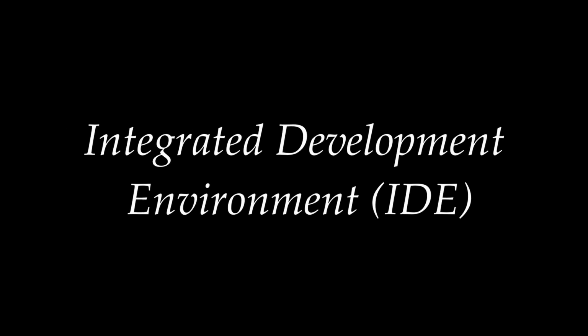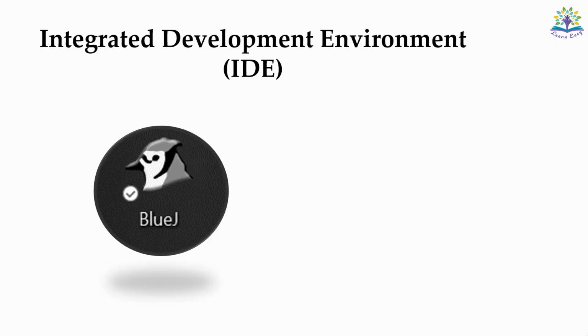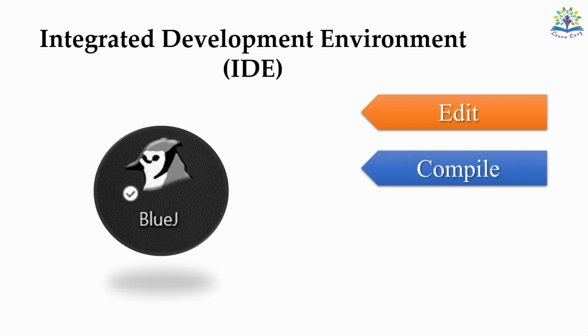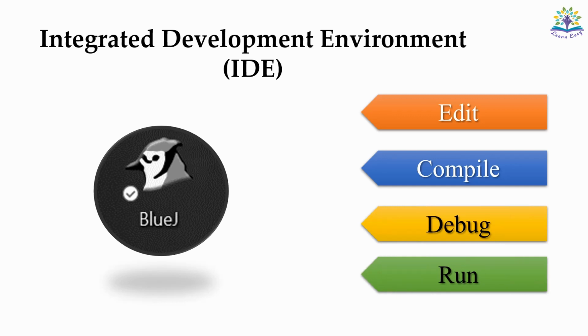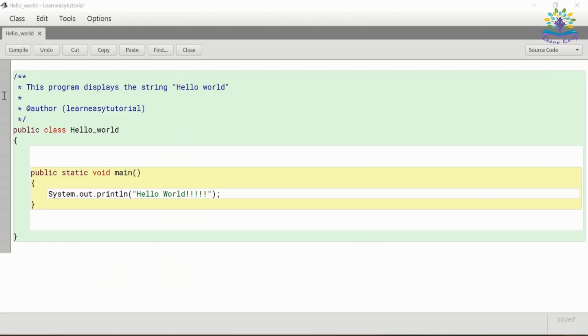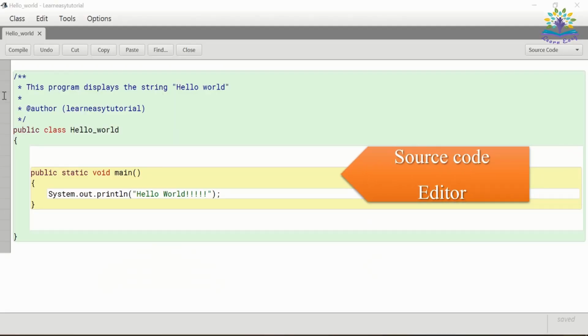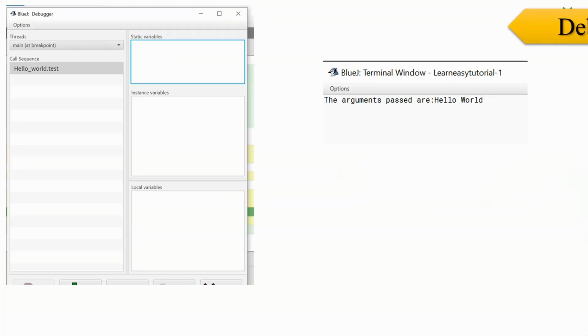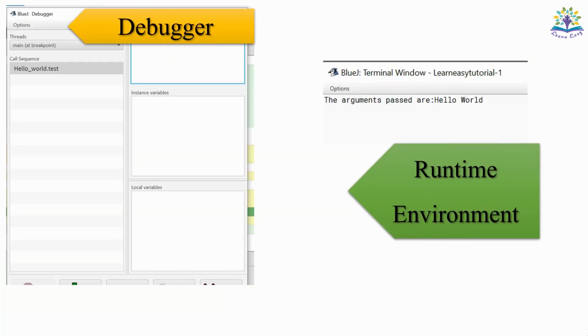Now, let's see what is meant by an IDE. Integrated Development Environment is a software application or a software tool that helps us to edit, compile, debug, and run a software code. It has its own software code editor, compiler, debugger, and runtime environment.